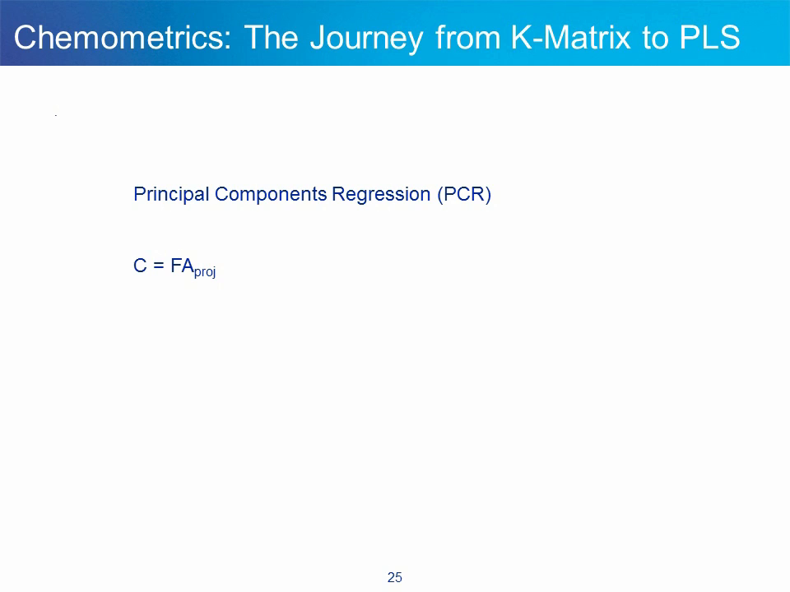Let us now move to the first of 2 examples of a factor-based chemometric algorithm, Principal Components Regression, or PCR. PCR is simply P-matrix performed using a new and improved data space. If we take one step beyond PCR, we can find factors not only for the spectral data block, but also for the concentration data block.